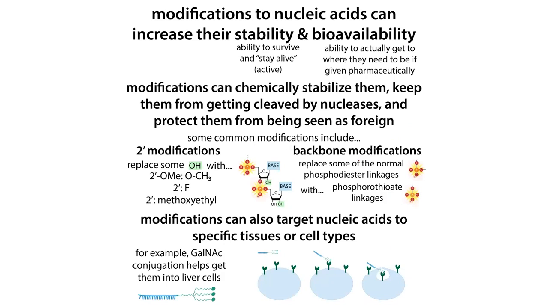These include things like changing that 2' OH position so it's less kicky, putting in a methyl group or a methoxyethyl group, as well as changing some of the linkages to be more stable so they can't get kicked off as easily, doing base modifications so that the body will not think that they're as foreign, and other things, and conjugating them, attaching them to various sugars and things like this to help them get into specific cell types.